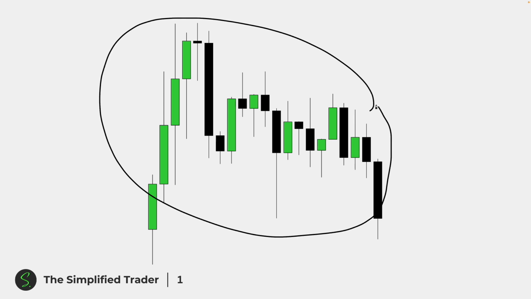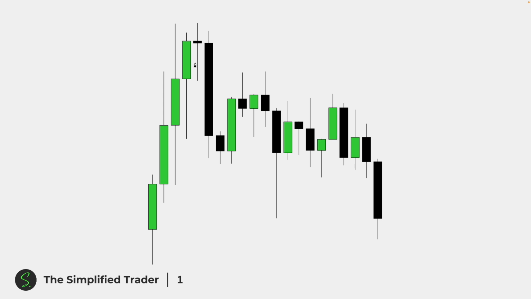If we look at this piece of price action over here, where is our first fair value gap? Our fair value gap is from this candle's low to this candle's high. This is our fair value gap.